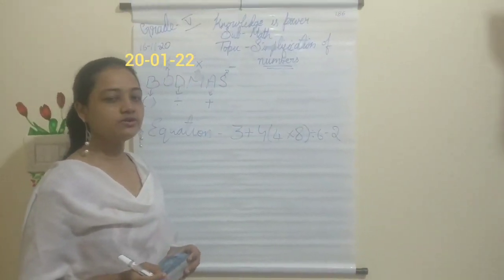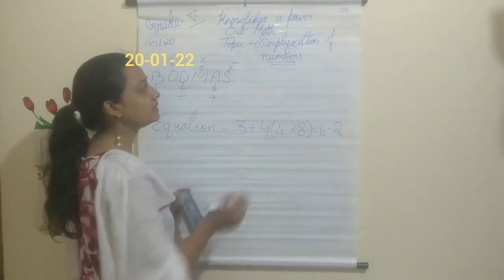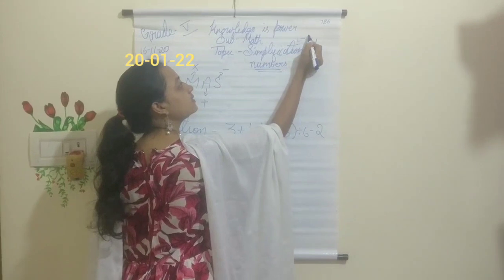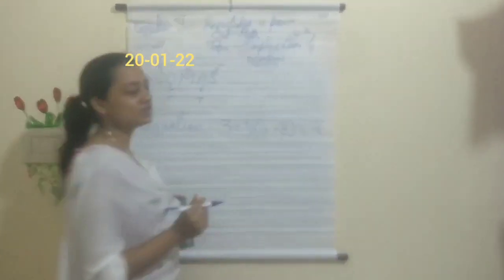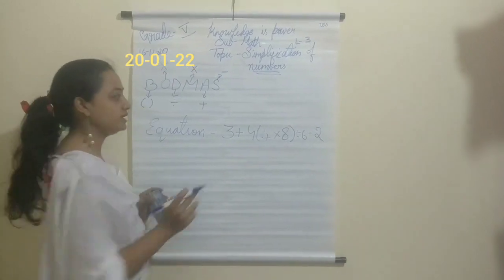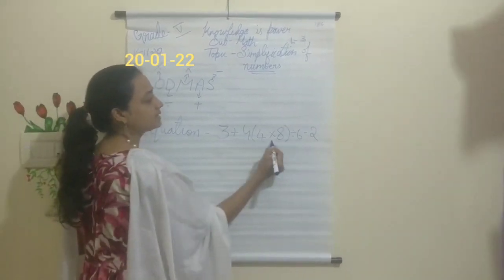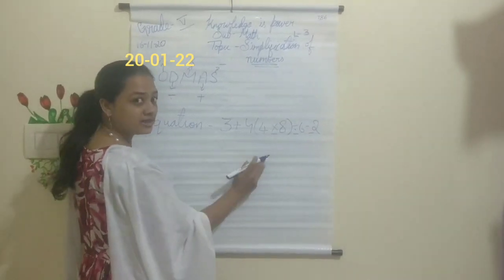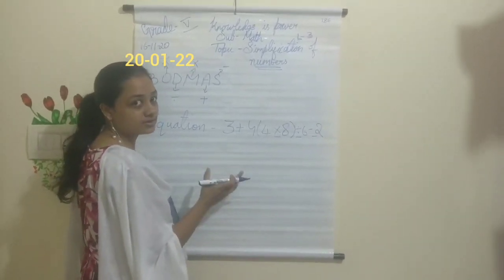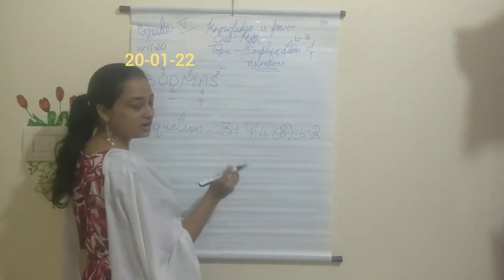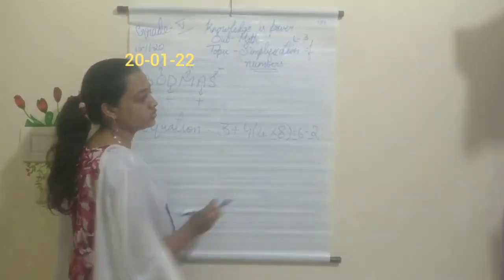In today's video, we'll be learning about lesson number 3, simplification of numbers. So simplification of number is very simple because you already know all the operations, that is plus, into, division, subtraction, all these things you already are familiar with. So we are going to do simple calculations using these operations.